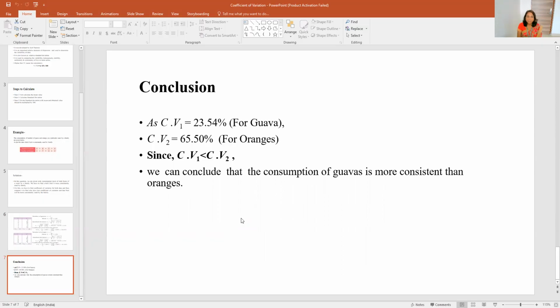It means that when the variation is less, consistency or uniformity is more. Consistency goes in the opposite direction to the variation. So here, for guava, the coefficient of variation is less. So we can conclude that the consumption of guava is more consistent than orange.